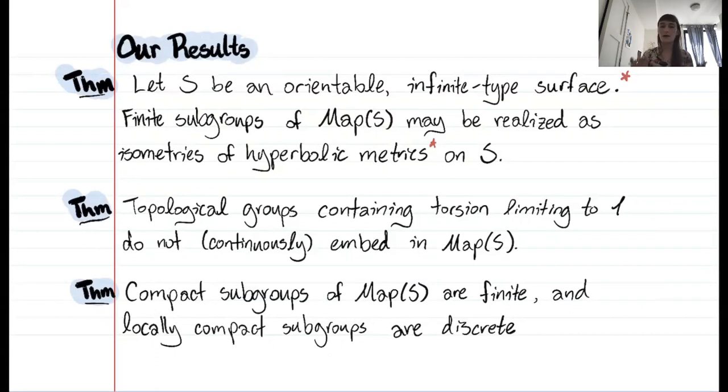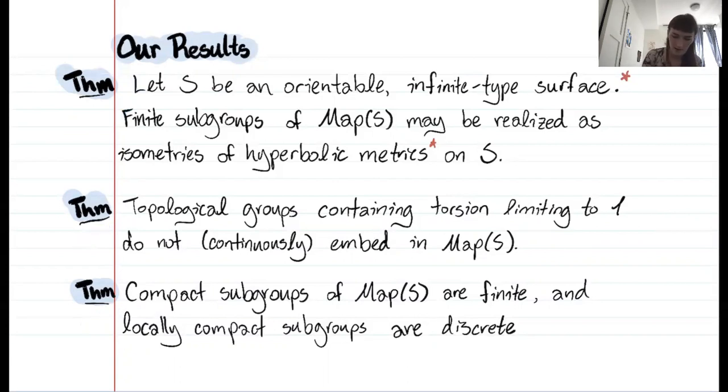It says that compact subgroups of the mapping class group are finite and locally compact subgroups are discrete. There are lots of non-discrete locally compact groups out there, abstractly, but none of them can be continuously embedded in the mapping class group of S. That's what this theorem says. Okay, so what I'm going to do is first tell you about this first theorem, and then I'll tell you about these two.